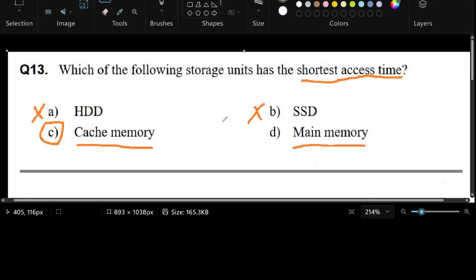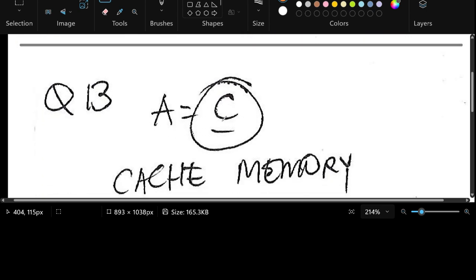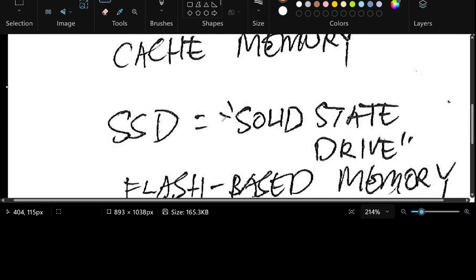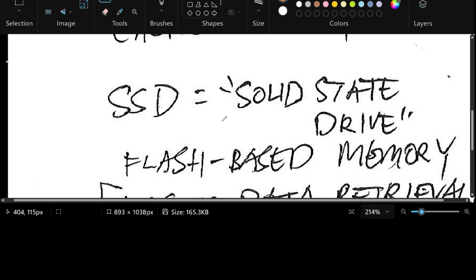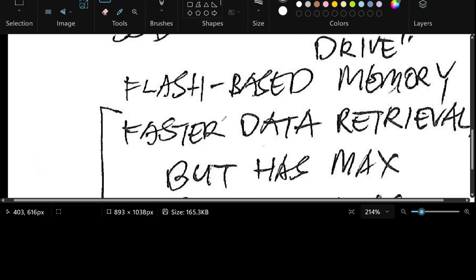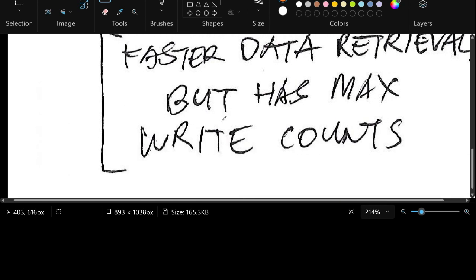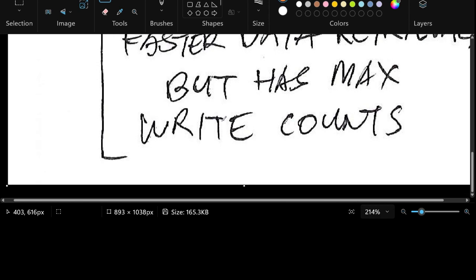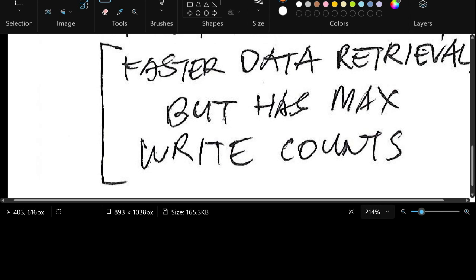If you look at my notes, we have some of the stuff that I said a while ago too, the solid state drive, which uses the same piece of technology used with flash memory, flash-based memory. Faster data retrieval, but there is a maximum write count. Okay. All right.